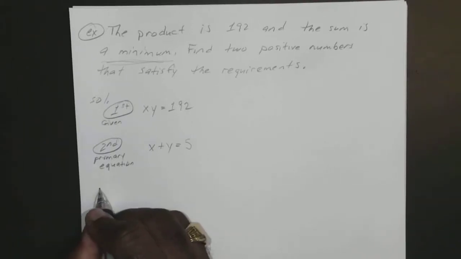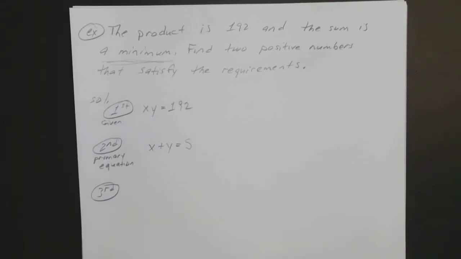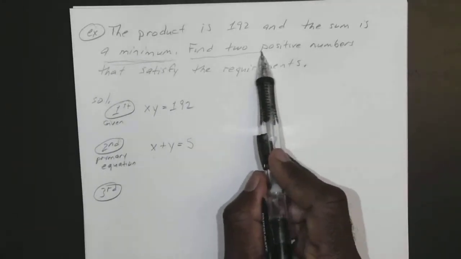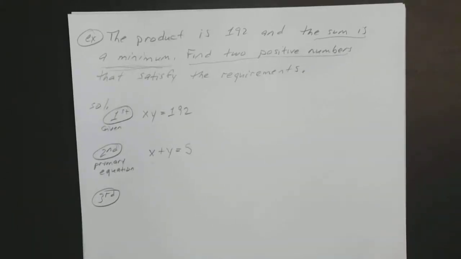Okay, so our third step is you want to write it with one independent variable. So you don't want an x and a y, you want either just x or just y. Where did you get x plus y equals 5? Oh, because we're looking for the two positive numbers that satisfy the sum as a minimum.